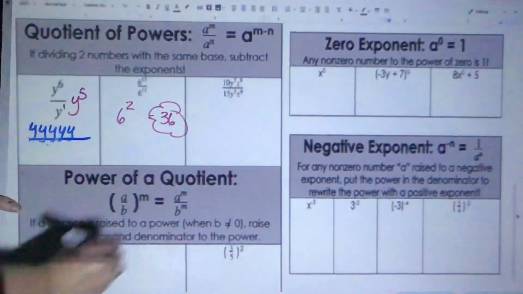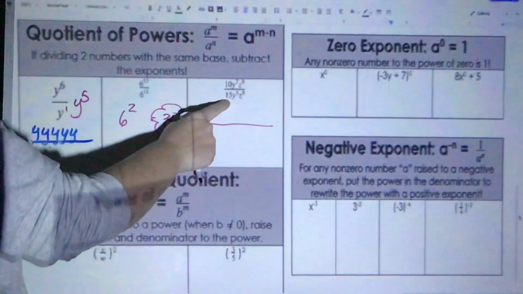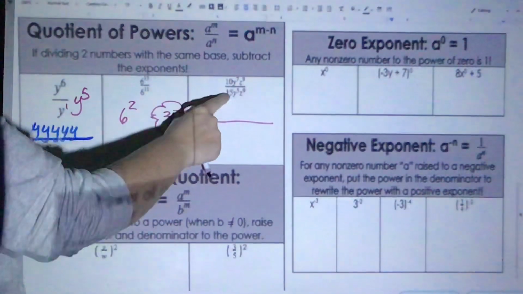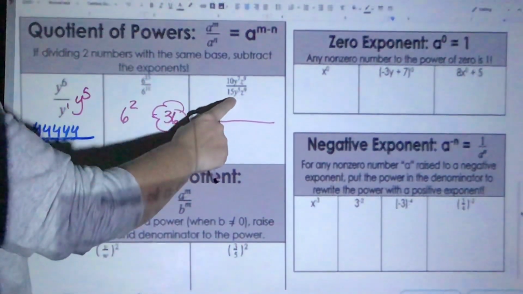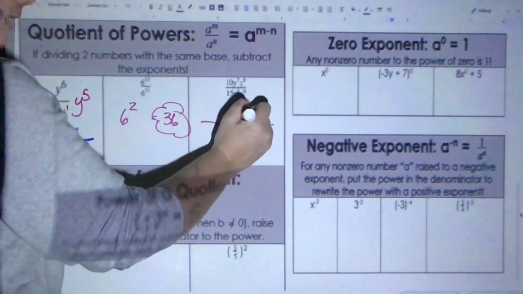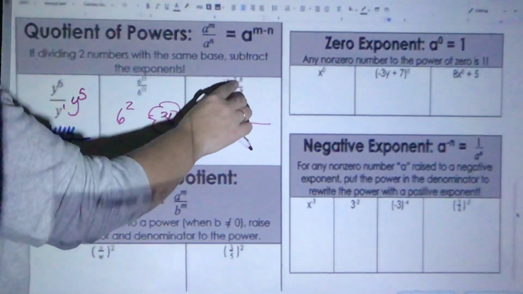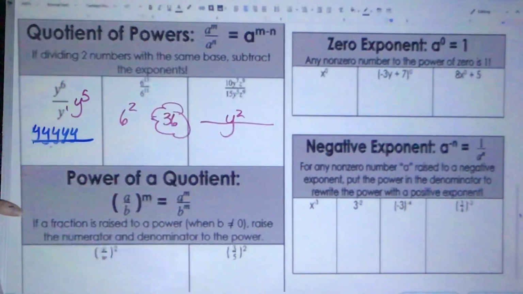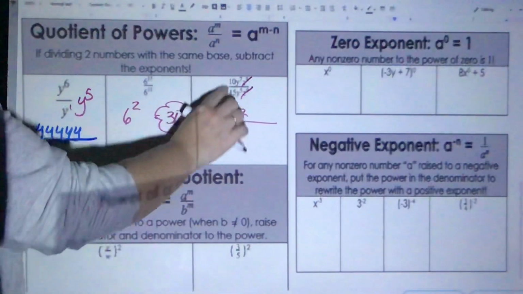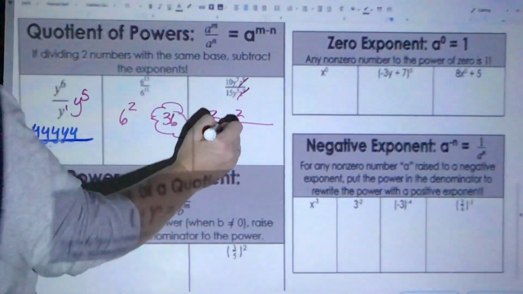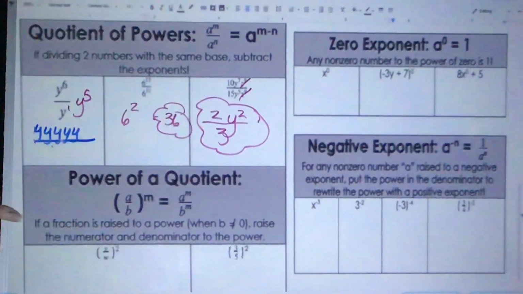For this next division problem, I'm going to look at my variables and decide where I have more, on top or on bottom. For my y's, I'm thinking of them separately. I have 7 y's on top and 5 y's on bottom. So I have 2 extra on top, so the 2 extra are going to stay on top. For my z's, I have the same amount, z9 and z9, so they would cancel each other out and become 1. And now I'm going to reduce my fraction. 10/15 becomes 2/3. So this would be the solution to this division problem.